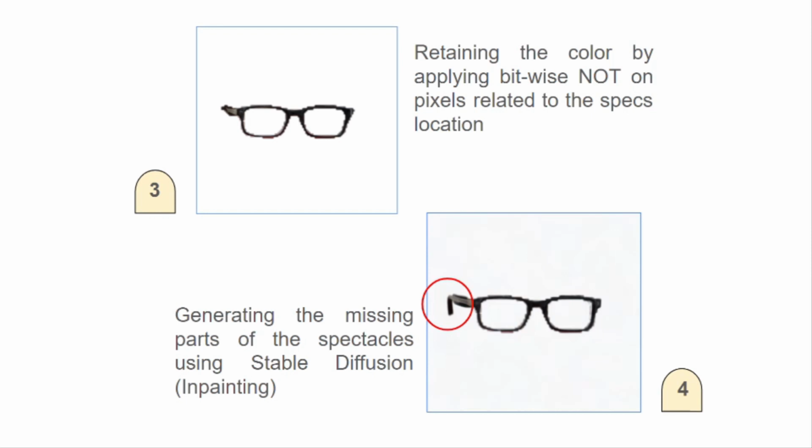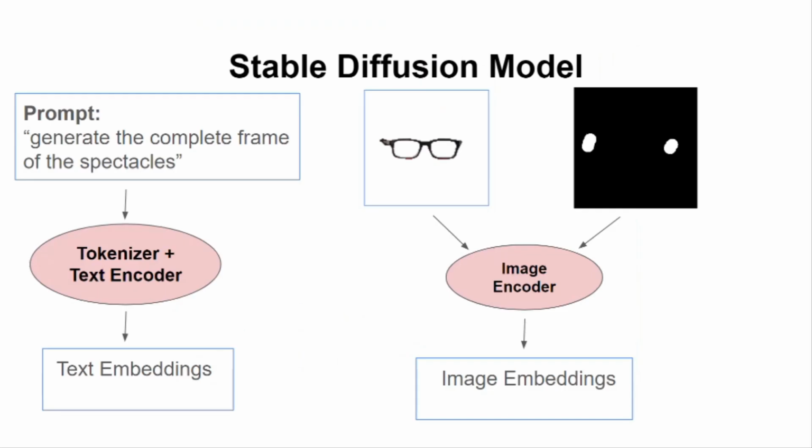Then to generate the 3D model, we need to generate the missing parts of the spectacles, the parts which are not visible after segmentation. So for that I use the stable diffusion model. This process is called inpainting. So this shows the working of the stable diffusion model. Here we give inputs as the prompt, the segmented image, and the mask, which shows the region where the model has to generate the missing parts of the spectacle.